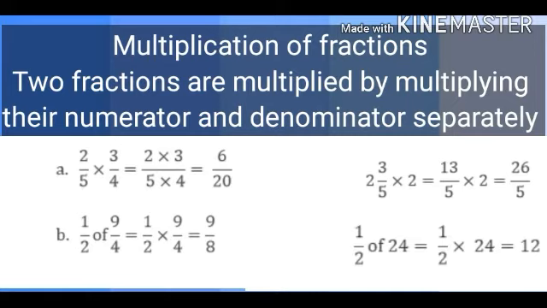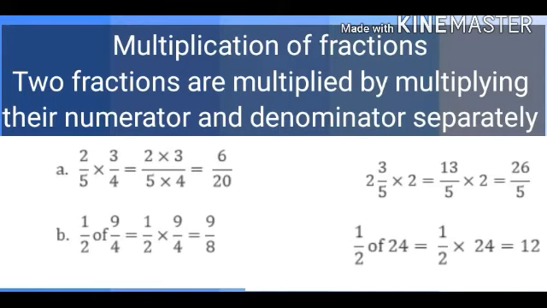Second, 1 upon 2 of 9 upon 4. So 1 upon 2 into 9 upon 4. 1 9 is 9 and 2 4 is 8. Same as third, 2 and 3 upon 5 into 2. So 2 5s are 10 plus 3, 13. 13 upon 5 into 2, 13 into 2, 26, and we have to write the denominator the same, 5. So 26 upon 5. Okay, and you can do other examples.